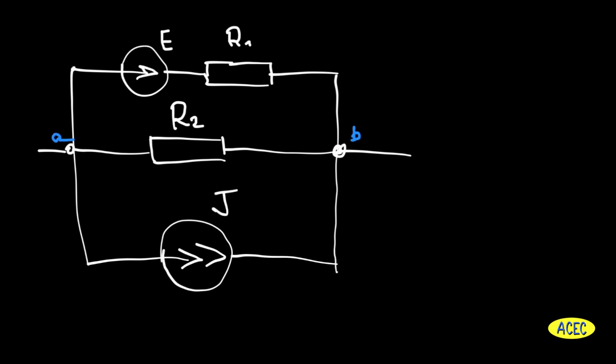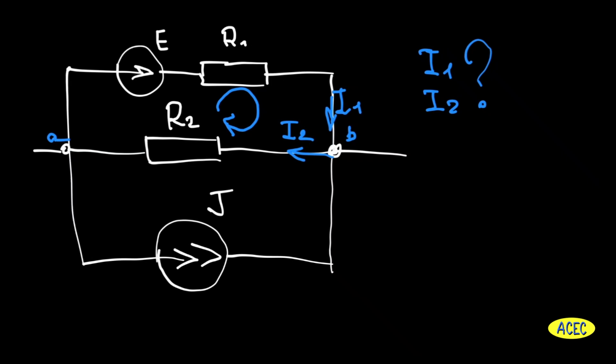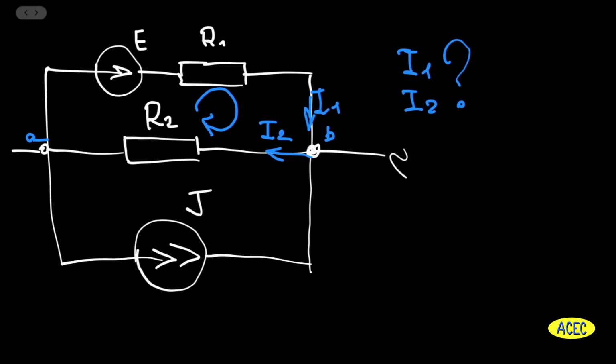Let's focus our attention on the node B, and we see that current number 1 goes to the node B, current number 2 goes out of the node B. How can we find these currents? First of all, let's choose the direction of current of the first loop. Secondly, let's write down the system of equations according to the first Kirchhoff's law and the second Kirchhoff's law.